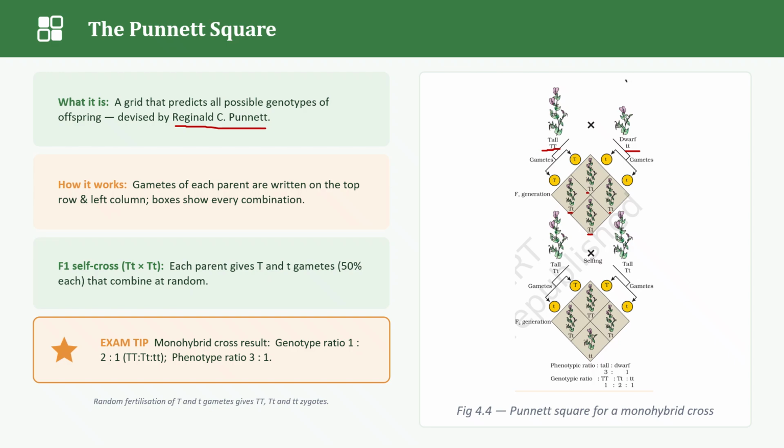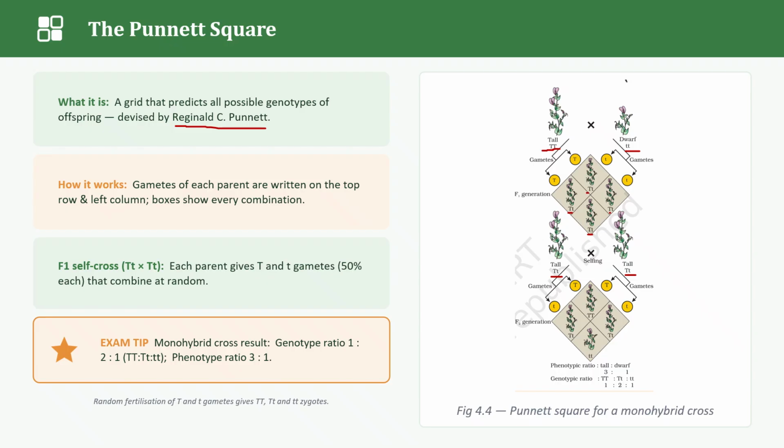Then he self-pollinated these F1 plants, Tt crossed with Tt. Each parent now produces two kinds of gametes, carrying both the tall as well as the recessive allele. Each gamete has an equal chance, a 50% chance, of carrying either allele, because the alleles separate during meiosis.